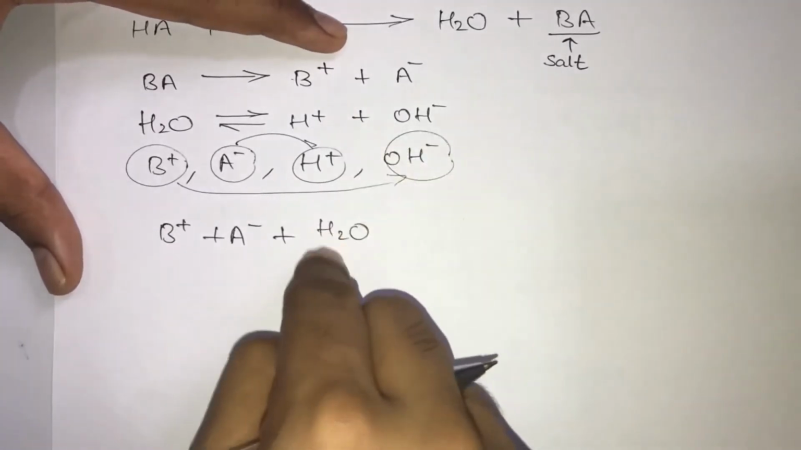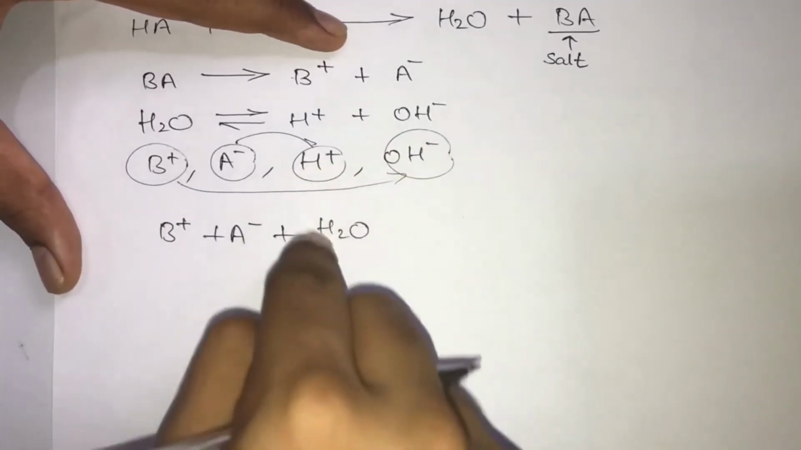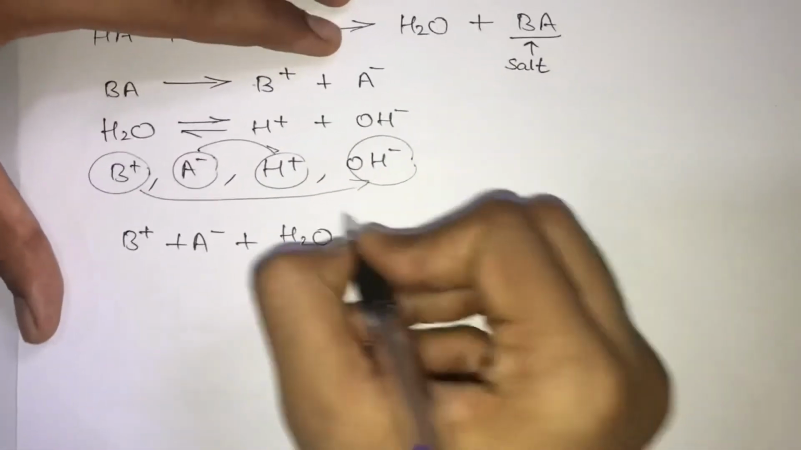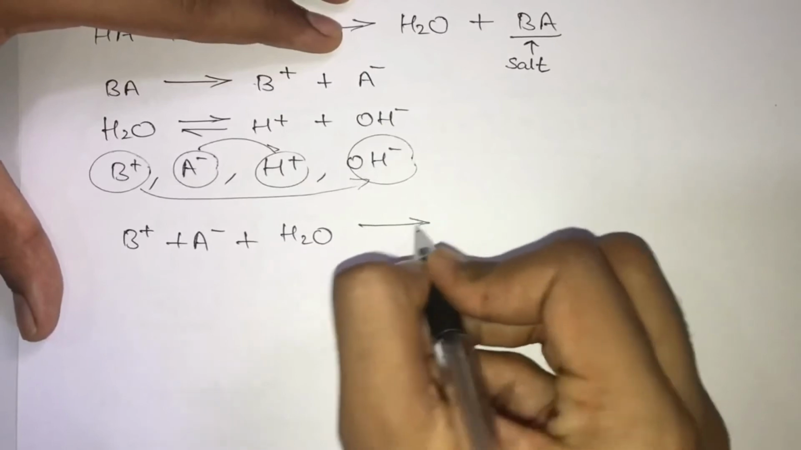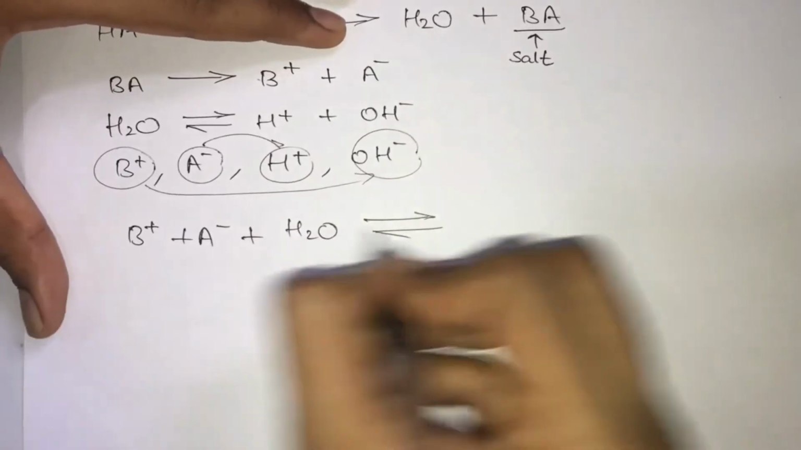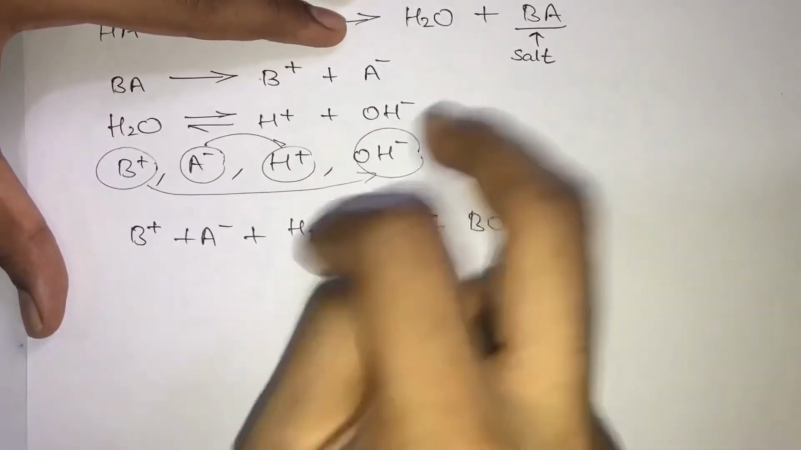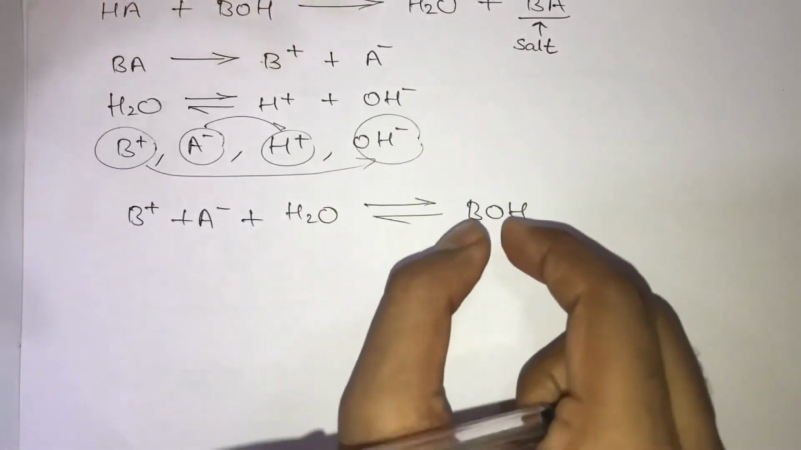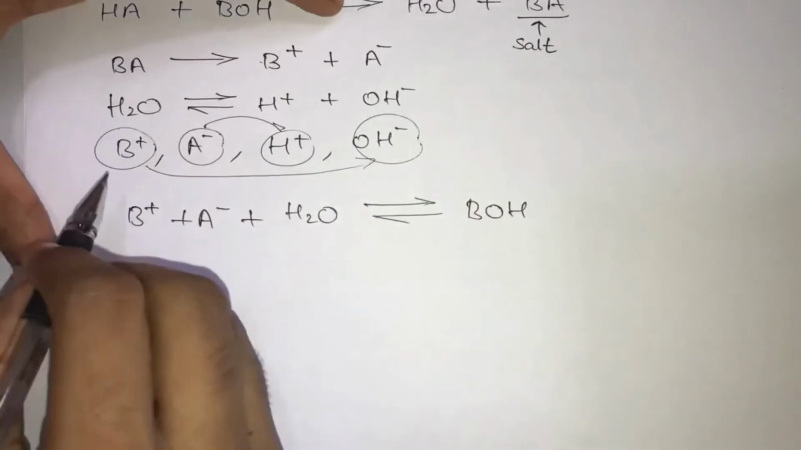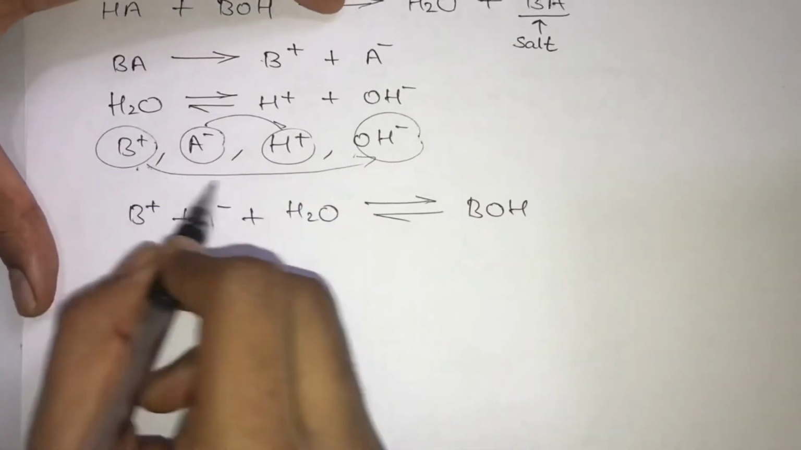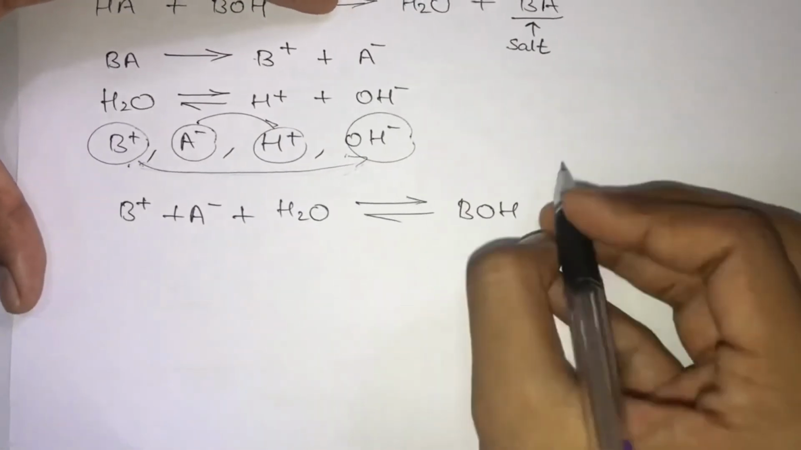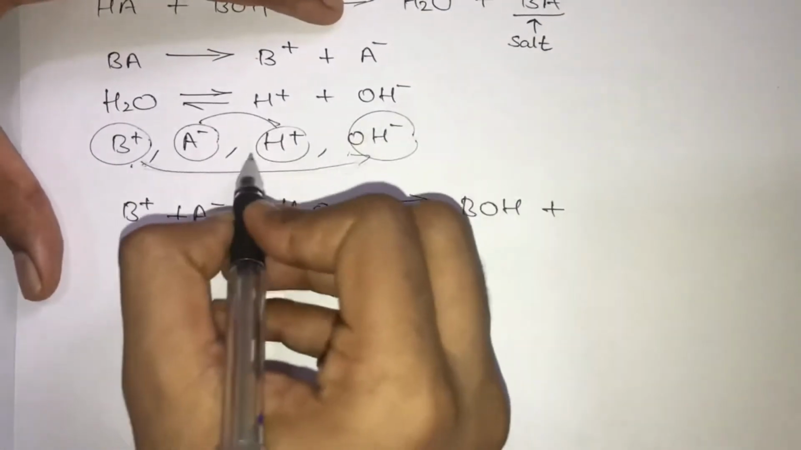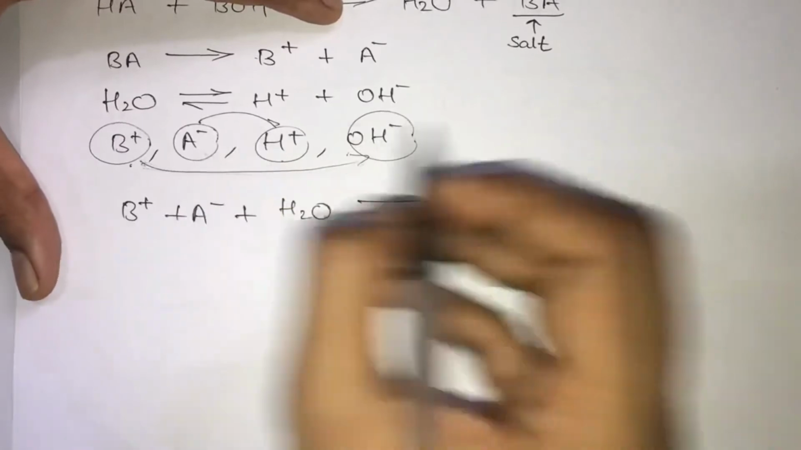Why have I taken H2O? H2O means the ions H plus and OH minus. I have written them as H2O, and they are going to form the products BOH. How is BOH formed? BOH is nothing but an ionic substance that is formed by B plus and OH minus. This connection gives us BOH plus HA, that is H plus and A minus.